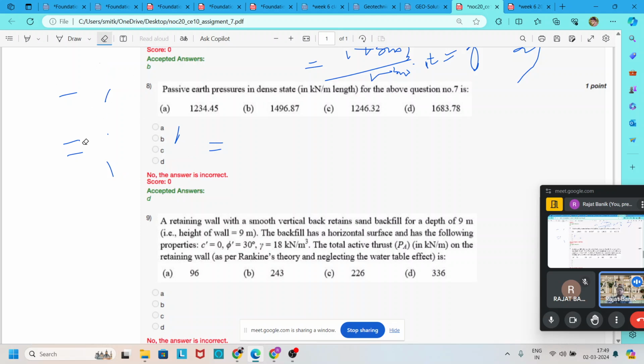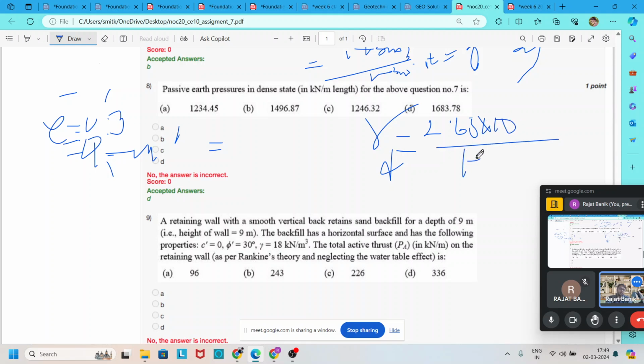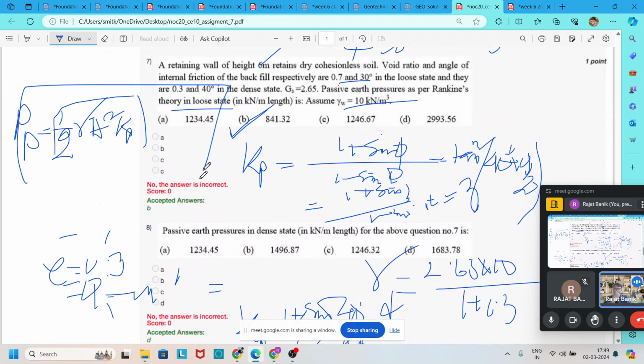Then question number 8, which is linked to question number 7. In this case, also find out the passive earth pressure, but in the dense state. So in dense state, void ratio is 0.3 and phi is 40 degree. So find out gamma, which is equal to 2.65, that is Gs into gamma W, that is 10, divided by 1 plus e, here 0.3. After that, find out the Kp. Kp is equal to 1 plus sine 40 degree divided by 1 minus sine 40 degree.